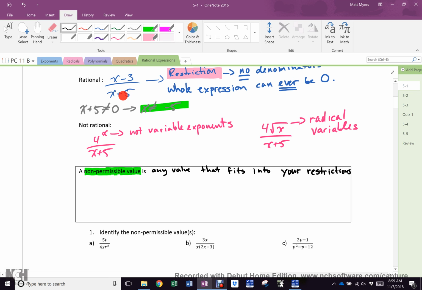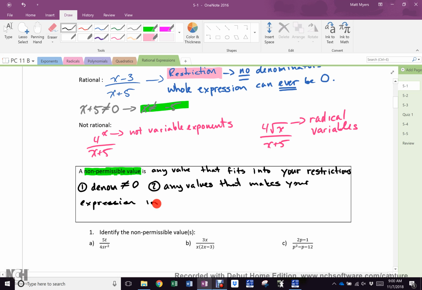So the easiest one is denominators, but there's a couple more. One restriction is easy. Denominators cannot equal 0. Another restriction is any value that makes your expression irrational. So that was like the examples I was just giving up here, right?